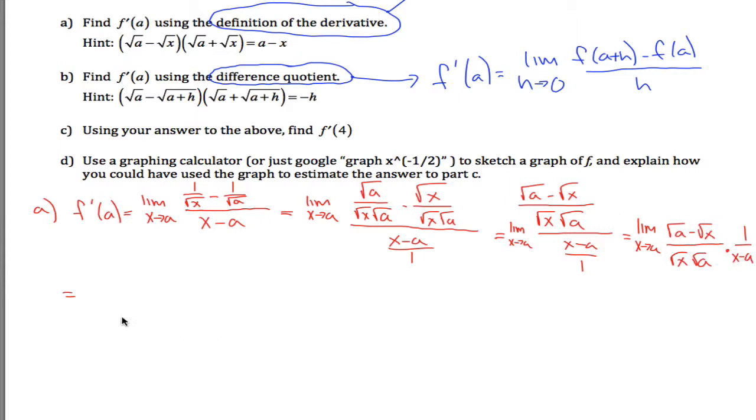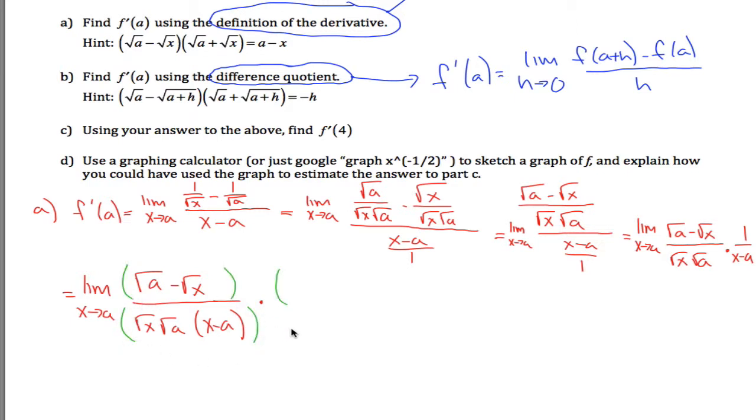In other words, I'm going to multiply the top and the bottom. I'm going to say this is equal to the limit as x approaches a of root a minus root x divided by this root x times root a thing, which is then multiplied by x minus a. So far I've just copied this over here. But then I want to multiply this by, so maybe I switch colors, multiply both the top and the bottom by square root of a plus the square root of x.